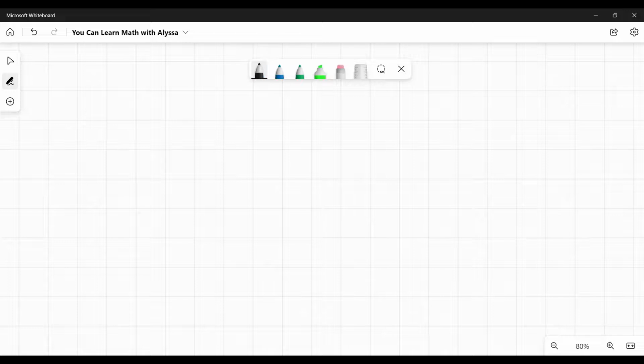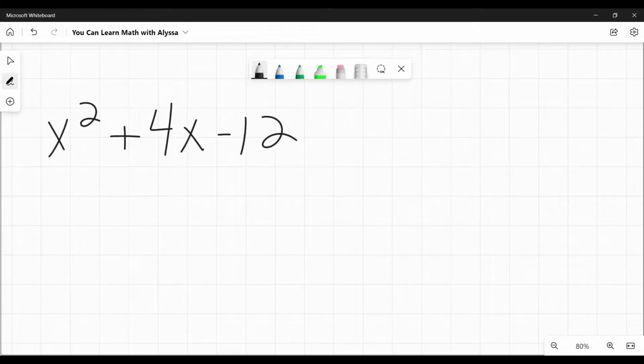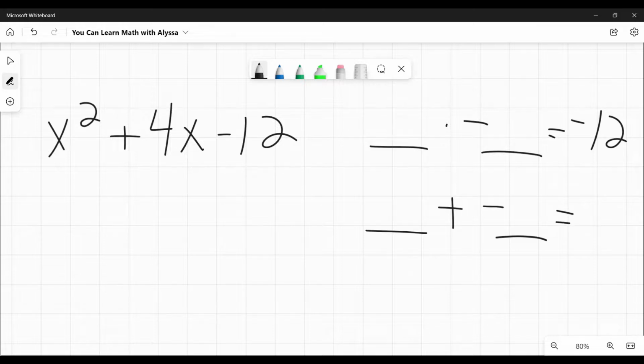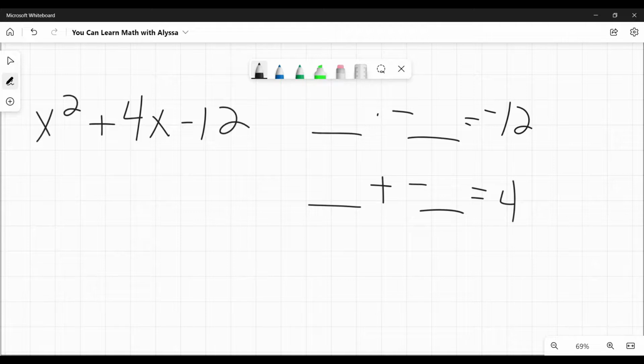The last and arguably most tricky of these is when the middle is positive or negative, but the last is negative. In that case, one term is going to be positive and one is going to be negative. So in this case, I want a positive and a negative number that multiply to negative 12 but add to 4. The reason I say this is tricky is because you have to write out all the combinations that would multiply to this negative 12, so it's twice as many.